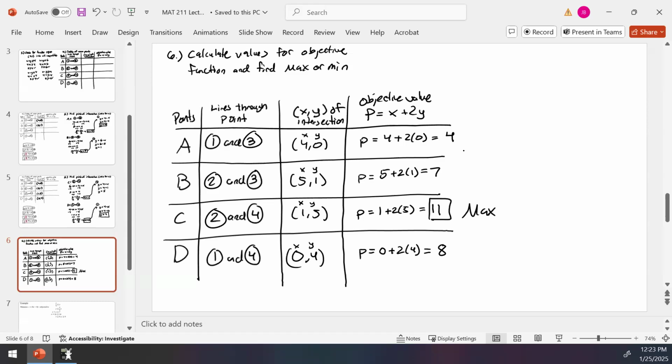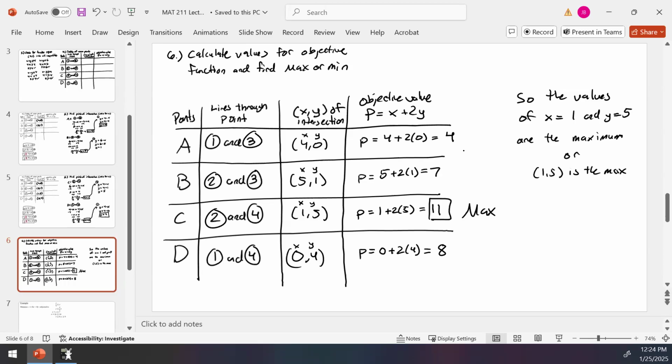And there is our answer. So the values of x equals 1 and y equals 5 are the maximum. Or x comma, sorry, 1 comma 5 is the max. And in the context of a word problem, you'd be like, I would need 1 chicken and 5 rabbits to maximize my farm for some kind of problem.